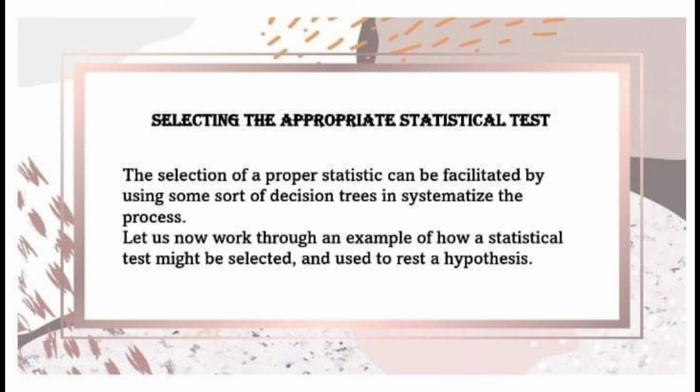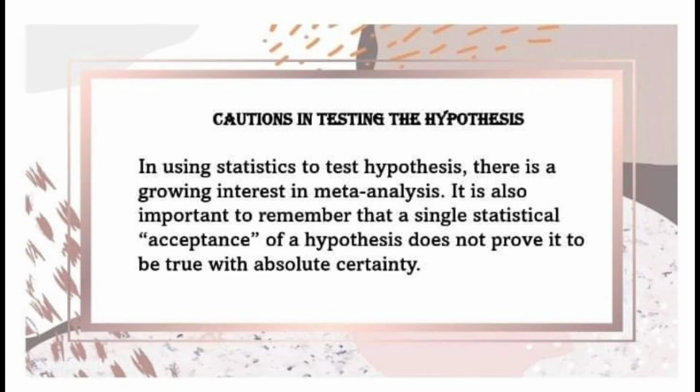The selection of a proper statistic can be facilitated by using some sort of decision tree to systematize the process. Let us now work through an example of how a statistical test might be selected and used to test a hypothesis. Cautions in testing hypotheses. In using statistics to test hypotheses, there is a growing interest in meta-analysis. It is also important to remember that a single statistical acceptance of a hypothesis does not prove it to be true with absolute certainty.